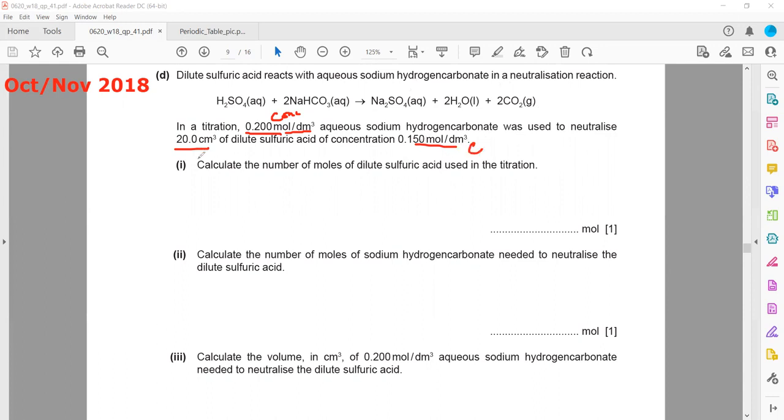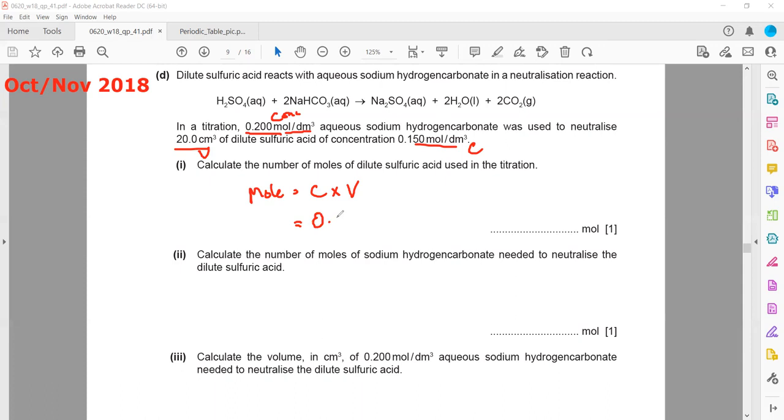So we have the concentration and volume. How can we work out the moles of sulfuric acid? Which formula should we use? Moles equal volume multiplied by concentration. So moles equal volume into concentration, or concentration into volume. The order does not make a difference. You can write volume first and concentration after. But remember, volume should always be in decimeter cube when you are using it.